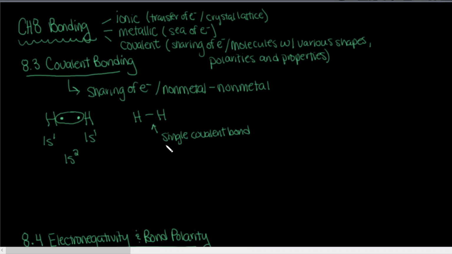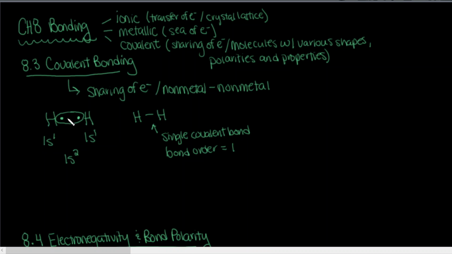We can also say with a single covalent bond, we can say that it has a bond order equal to 1. We'll talk more about bond order a little bit later on because they're not always going to be whole numbers, and you'll see why when we start calculating these later in the unit.